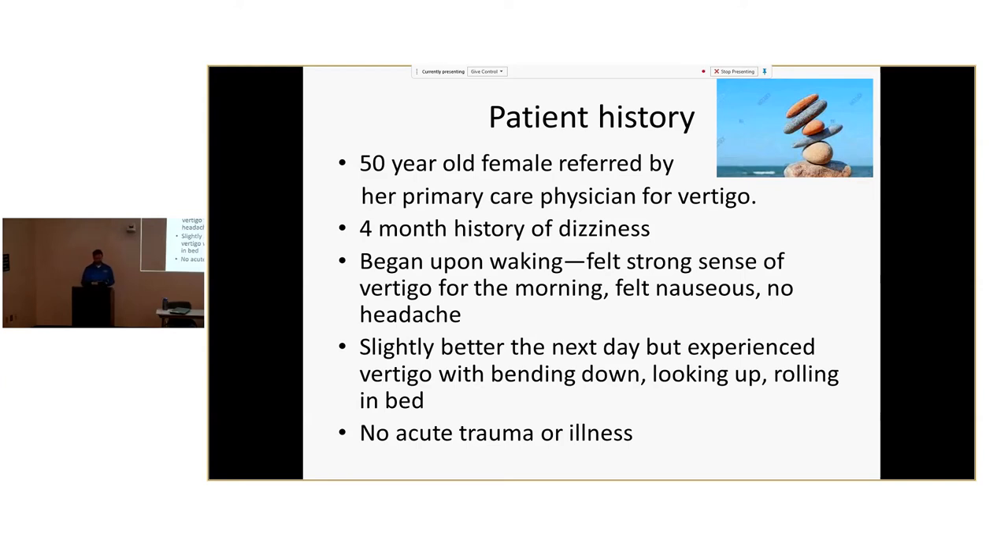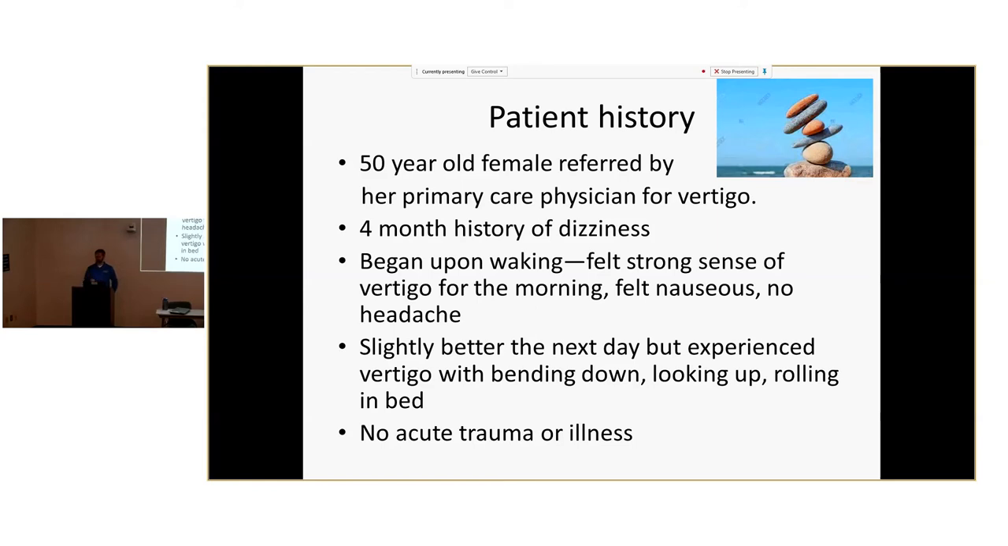So this person had vertigo upon waking, and they felt nauseous, and they were slightly better the next day. And there was no acute injury or illness associated with this. So what are some things on the table with this? Based on this history, you can go ahead and shout them out.